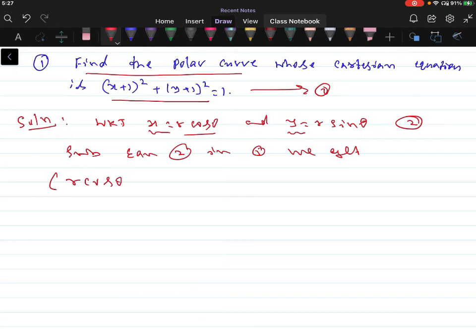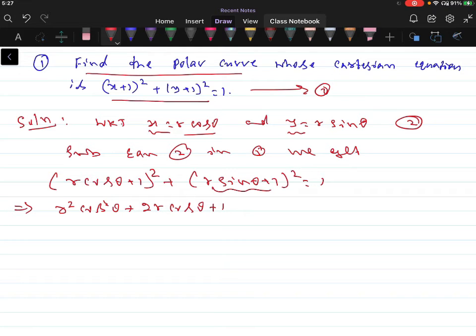(r cos θ + 1)² + (r sin θ + 1)² = 1. This implies, by using (a+b)² you can expand it, r² cos² θ + 2r cos θ + 1 from the second term, plus r² sin² θ + 2r sin θ + 1 = 1. So the 1 on the LHS and the 1 on the RHS get cancelled.